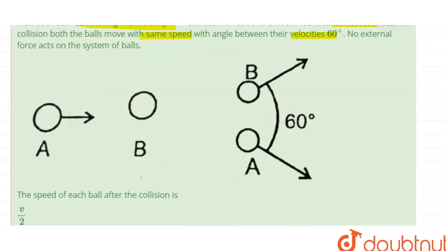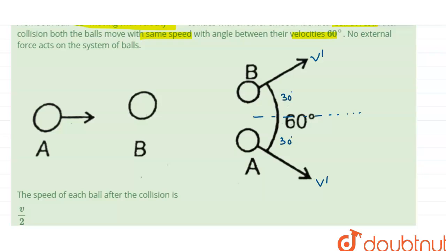As you can see in the figure, this is ball A which is having velocity v and ball B is at rest initially. After collision, their velocities are same. That means we assume that their velocities after collision is v dash. So they are same v dash, and they are making 60-degree angle between them. And this is a symmetrical situation because both are having same mass and same velocity. That means this angle is 30 degree and this angle is also 30 degrees.